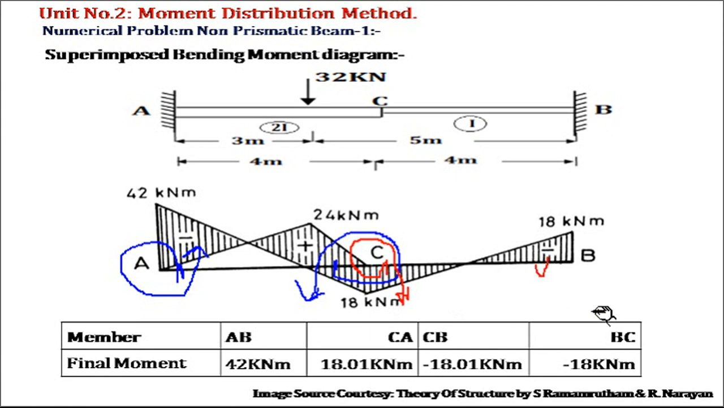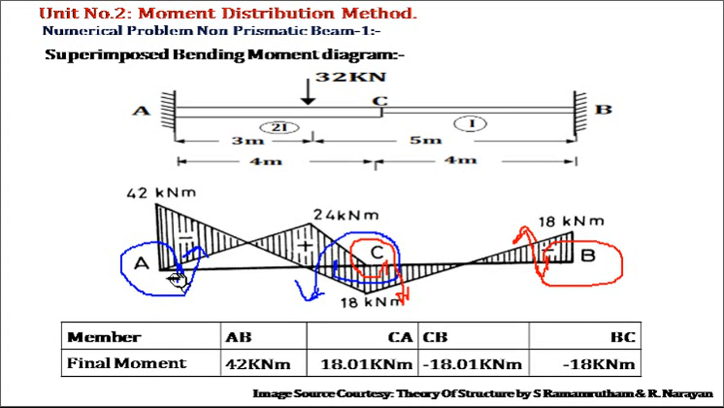The moment in member BC is minus, that means we have to rotate the joint B in clockwise direction. Keep the plane on member BC nearer to joint B and rotate the joint B in clockwise direction. So the value in member BC is 18. So join this value by a straight line. So this is the fixed bending moment.